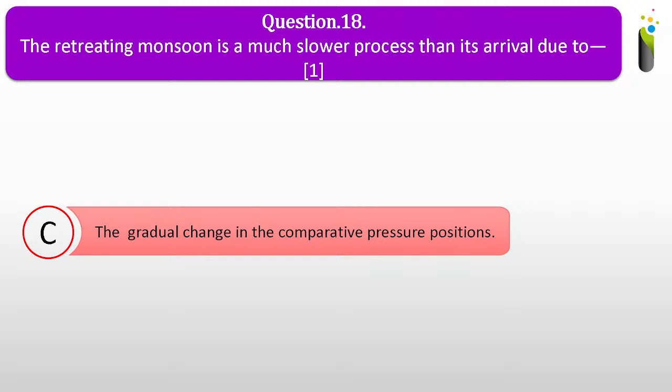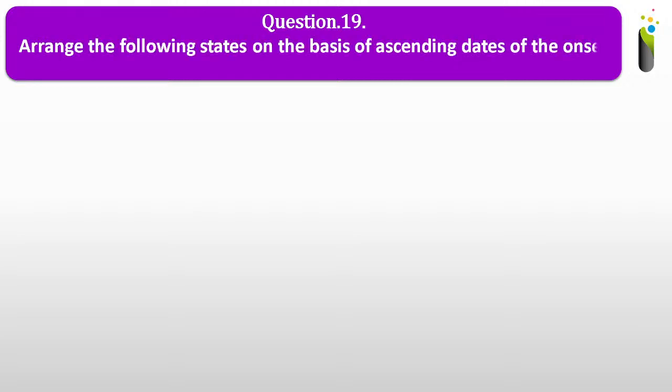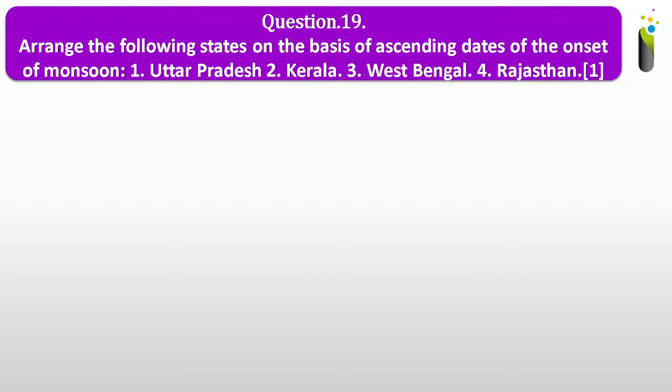And the correct answer for this question is C. The retreating monsoon is a much slower process than its arrival due to the gradual change in the comparative pressure positions. Going ahead with question number 19. Arrange the following states on the basis of ascending dates of the onset of monsoon. First, Uttar Pradesh. Second, Kerala. Third, West Bengal. Fourth, Rajasthan. And the options given are A.